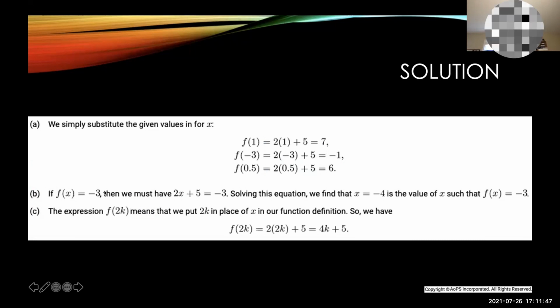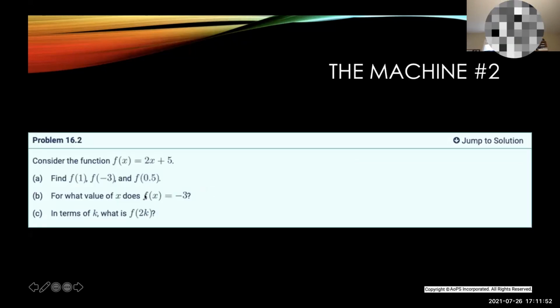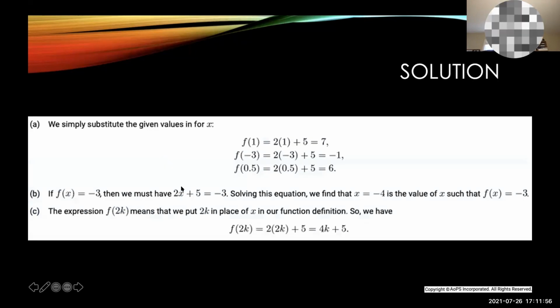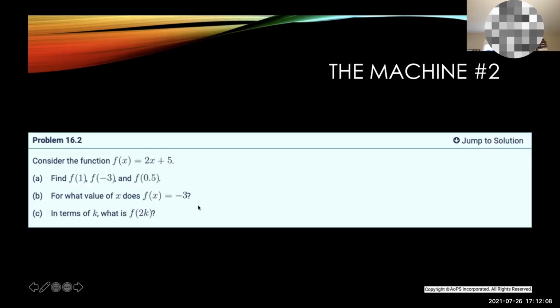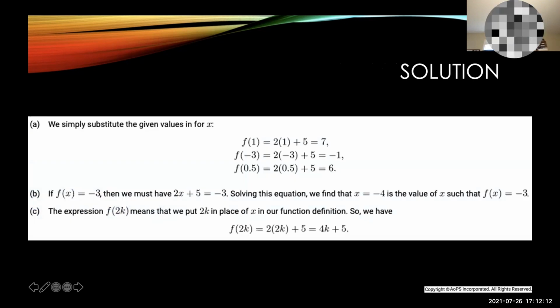For the second one, if f of x equals -3, that means this function has to equal -3, which is what they do here. When you solve for x, you get x equals -4. When you put in -4, that's how you get out -3. For letter C, in terms of k, what is f of 2k? You just put in 2k for x, and you get 4k plus 5. You're just taking that number and putting it in there.